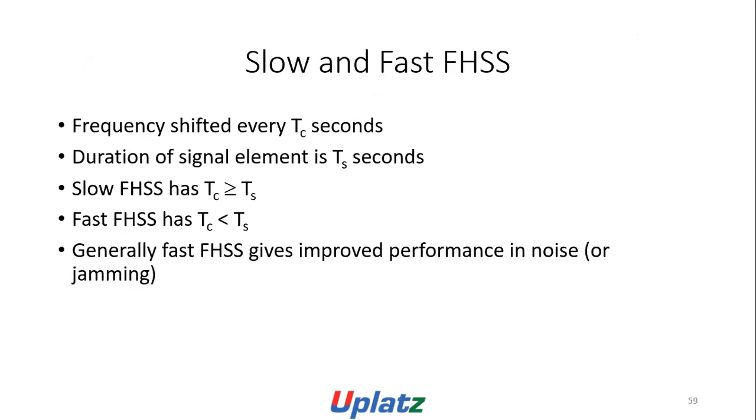Slow and fast FHSS. For example, the frequency shifts every 20 milliseconds and the duration of a signal element is 10 milliseconds. Slow FHSS has Tc greater than or equal to Ts, and fast FHSS has Tc less than Ts. Generally, fast FHSS gives improved performance in noise or jamming.